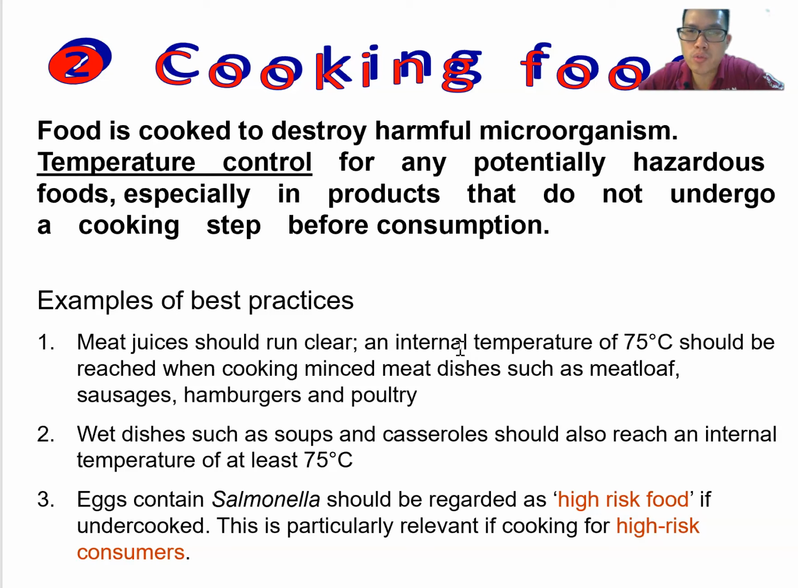And when the juice runs clear, no more blood, if it's meat, it means that it's fully cooked in the middle, in the internal of the meat. Make sure that it's more than 75 degrees Celsius. Do not undercook it.